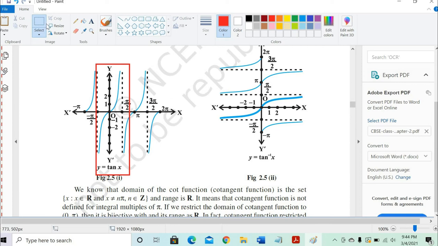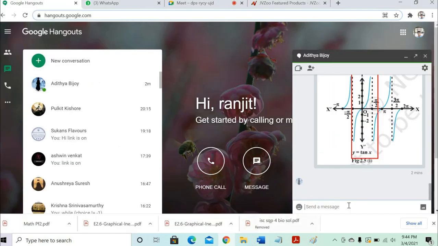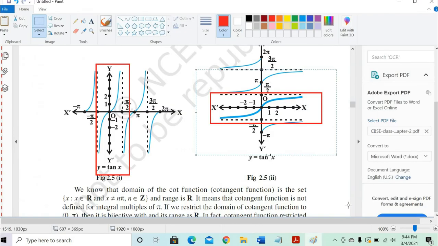Now, in this graph, again we need to focus. The domain is minus infinity to plus infinity, and the angle on the y-axis will range from minus pi by 2 to pi by 2. We will not include pi by 2 and minus pi by 2. Why? Because it's not defined there. Correct?